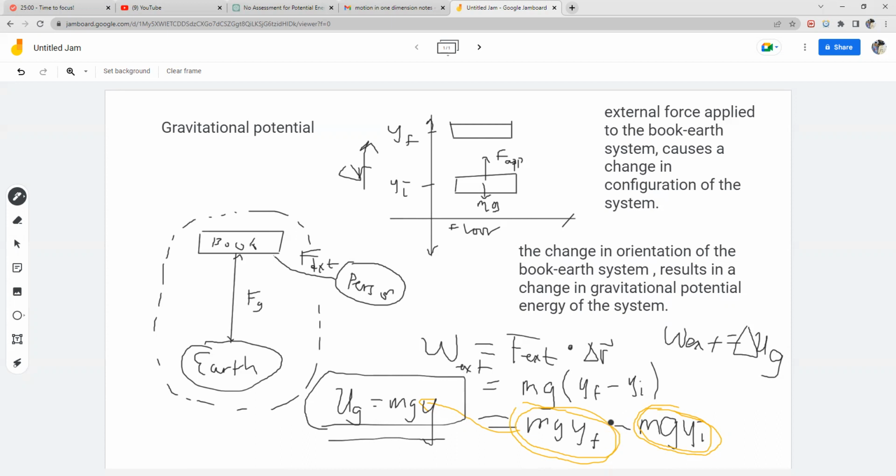So I hope I explained to you a little bit what the gravitational potential energy is. And next meeting, we will just solve more problems.